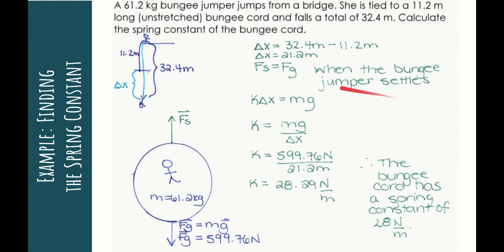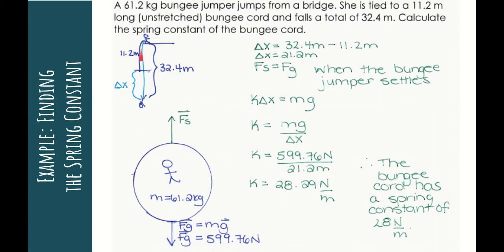This little diagram at the top left here is going to help us figure out how much it actually stretched. We know that the bungee cord is 11.2 meters long, unstretched. That's just like laying flat or hanging straight down with no mass attached to it. But if the girl falls a total of 32.4 meters, we have to figure out what the difference is to figure out how much we stretched that spring out.